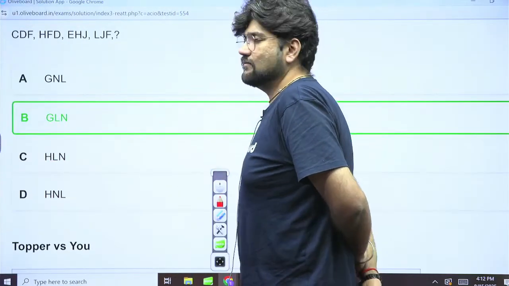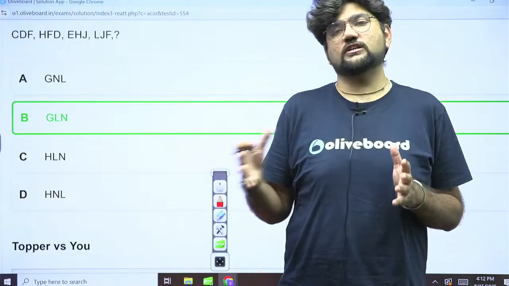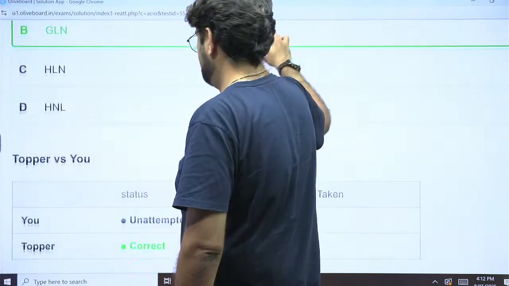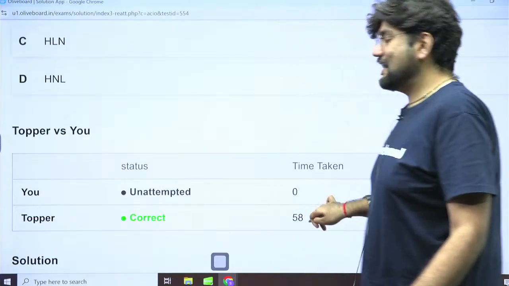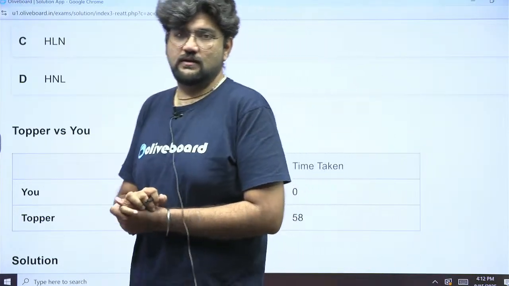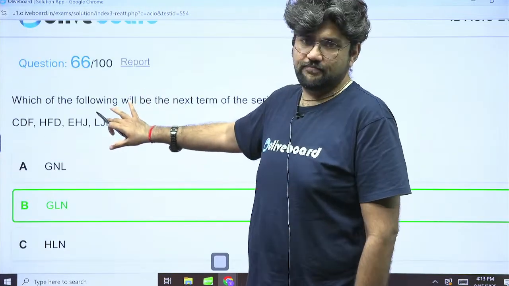So not every time you can get something just by going direct. If you are not able to get a logical response, shift to the alternate version. That always helps. Okay. 58 seconds. Why? Because there was lack of confidence. 1 minute is too much for this question. I can vouch for that.